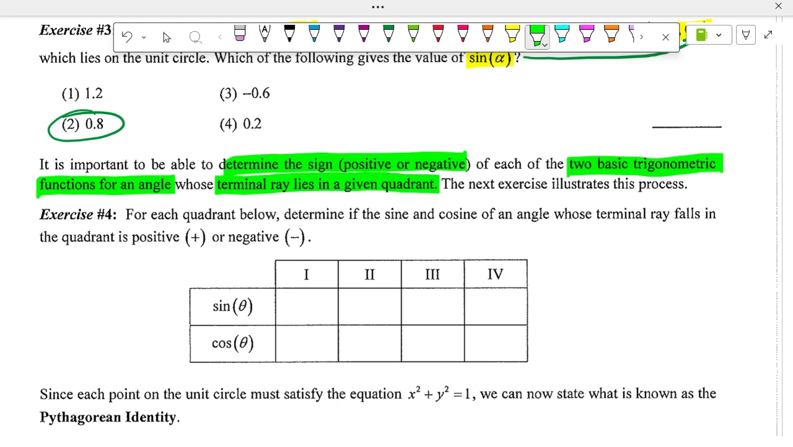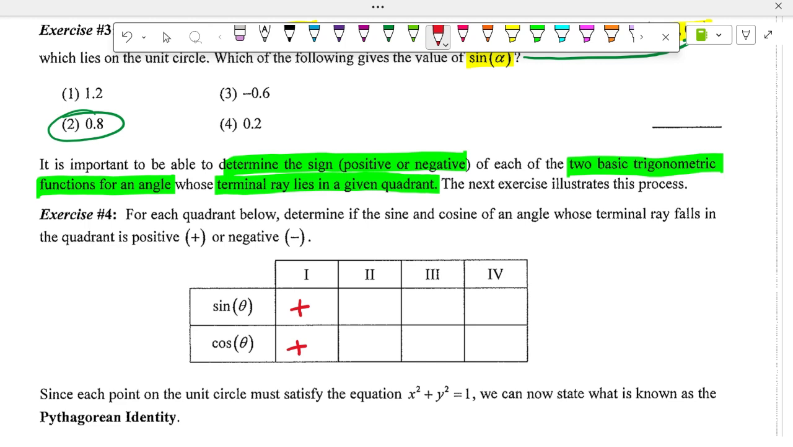So look at the points in quadrant 1. Will the sign of sine for any value that falls in quadrant 1 be positive or negative? Positive, because the y values are always going to be positive in quadrant 1. What about cosine in quadrant 1? Still positive. Cosine is the x values, and they're still positive.